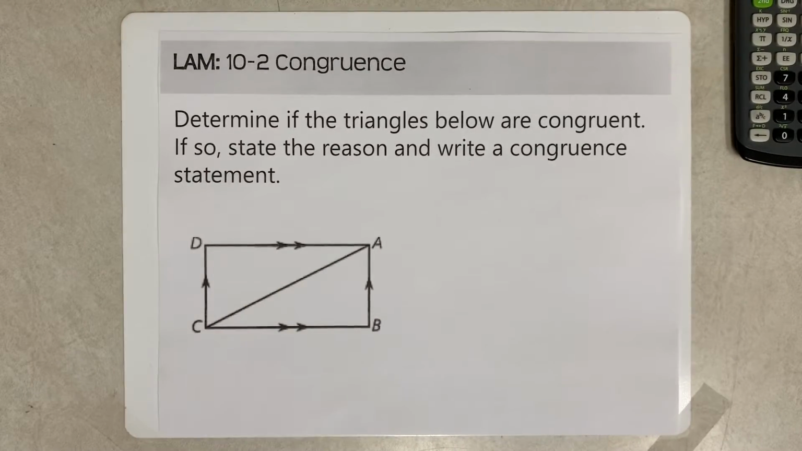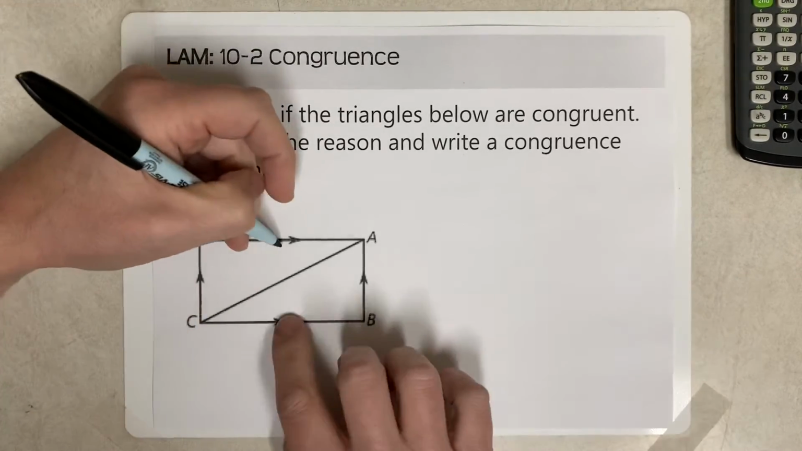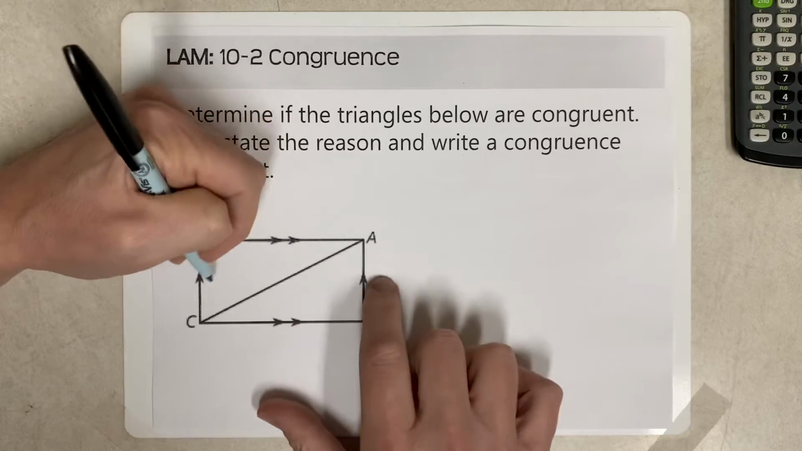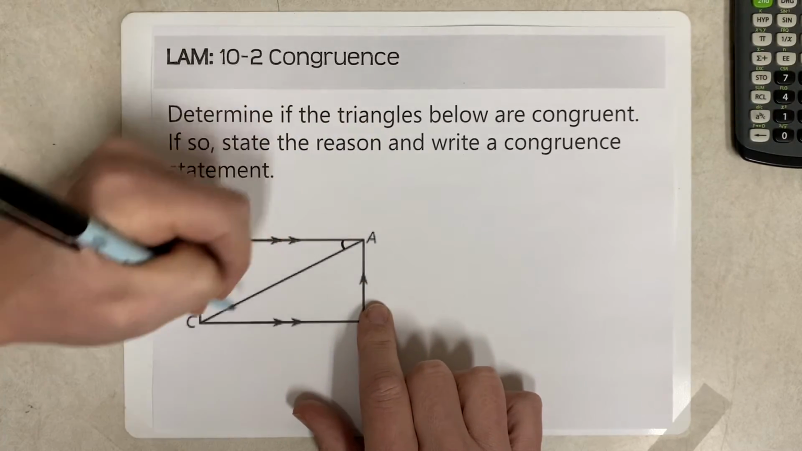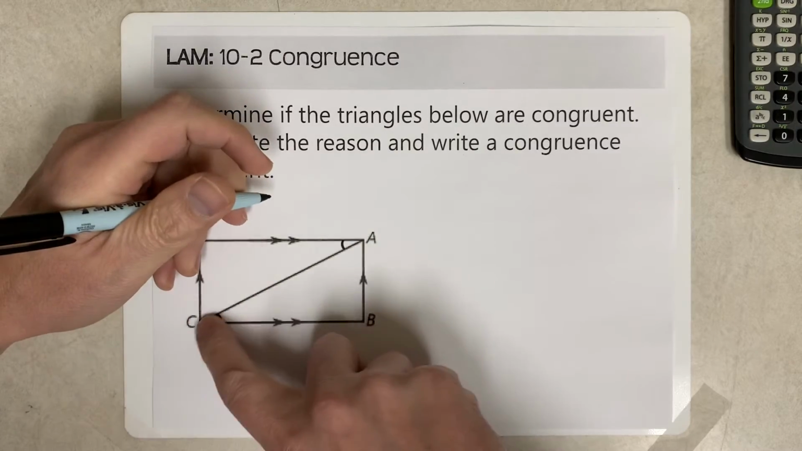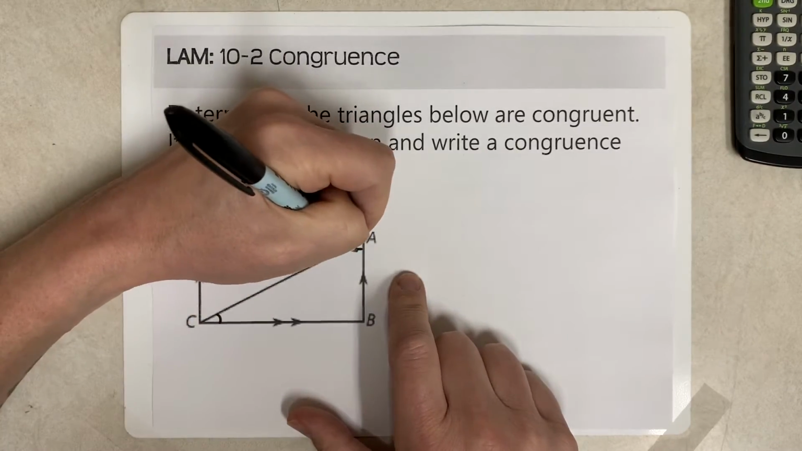Okay, let's try this one. This one's interesting. At first glance, it doesn't look like you have a whole lot, but you do have parallel lines here. And if these sides are parallel, then you have alternate interior angles because this would be a transversal. So these two match up, but so do these two.